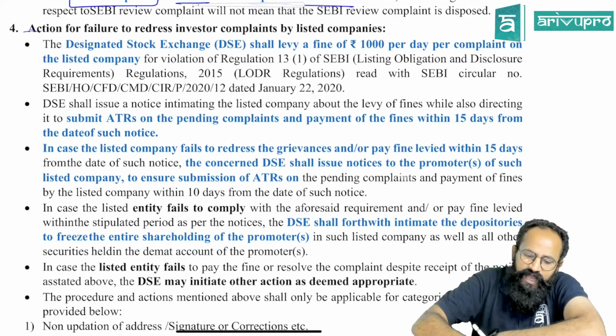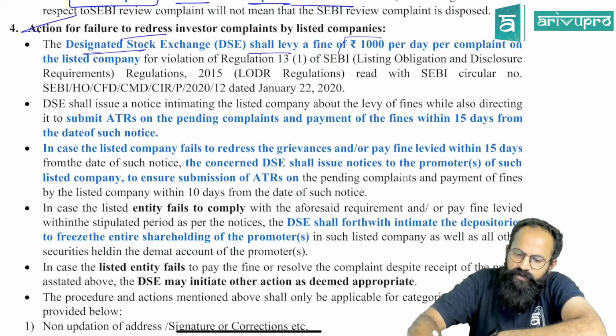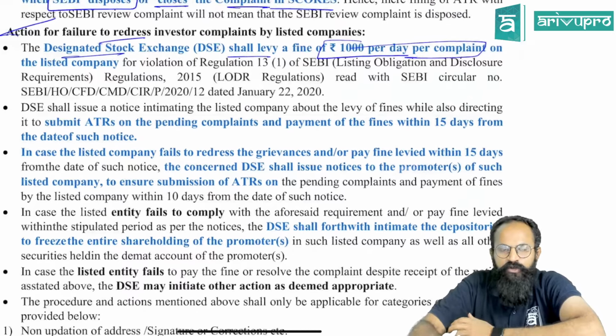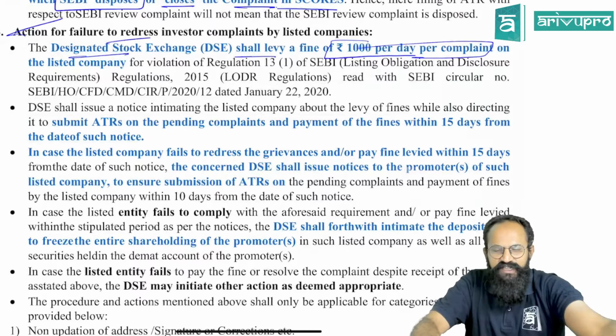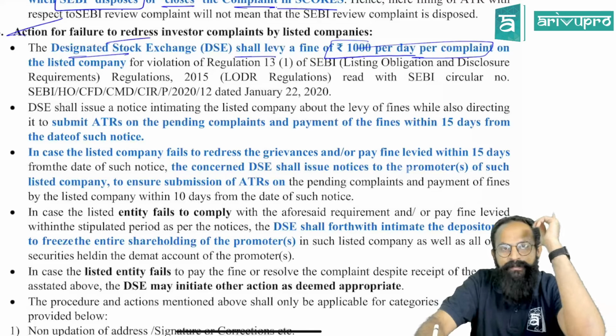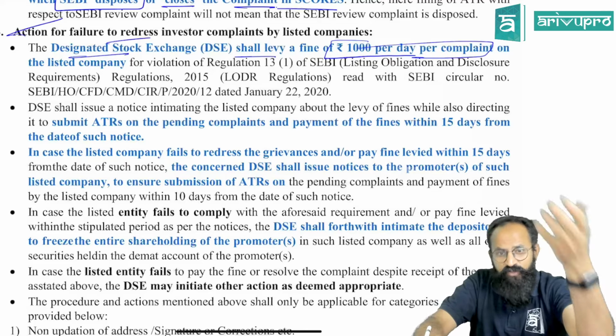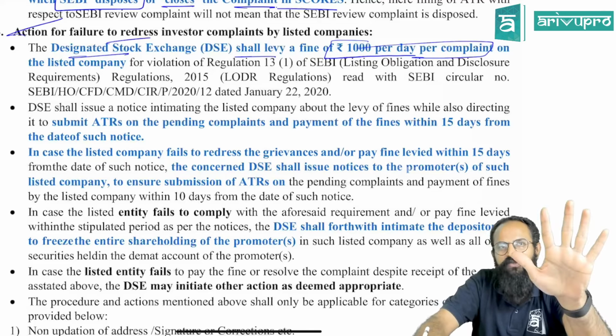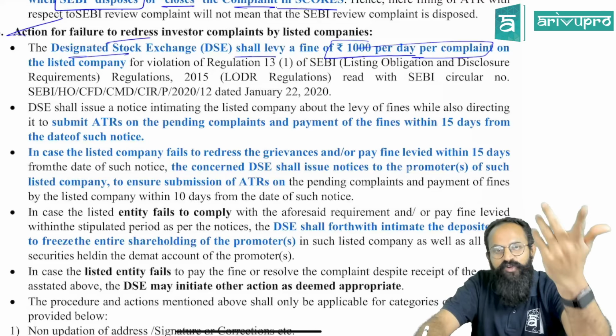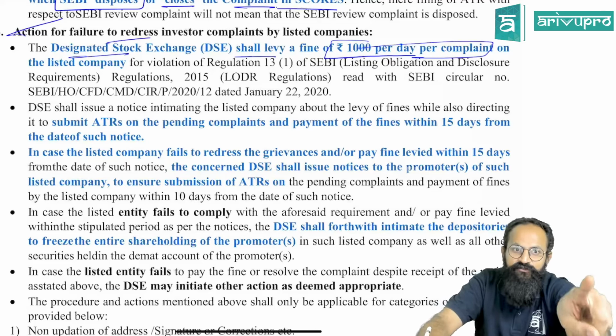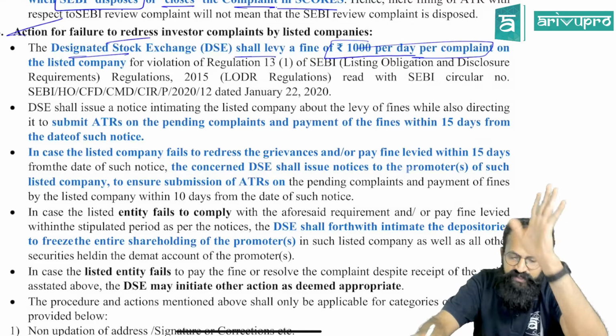So what if I fail to reply? See, action for failure: the designated stock exchange shall levy a fine of ₹1,000 per day per complaint. If you remember, this was already discussed in the class also. Imagine if 5 investors have raised complaints. It will be ₹1,000 per day per complaint. Or imagine one investor has raised 5 complaints. It will be ₹5,000 per day. And you have to pay it within the time specified by SEBI.